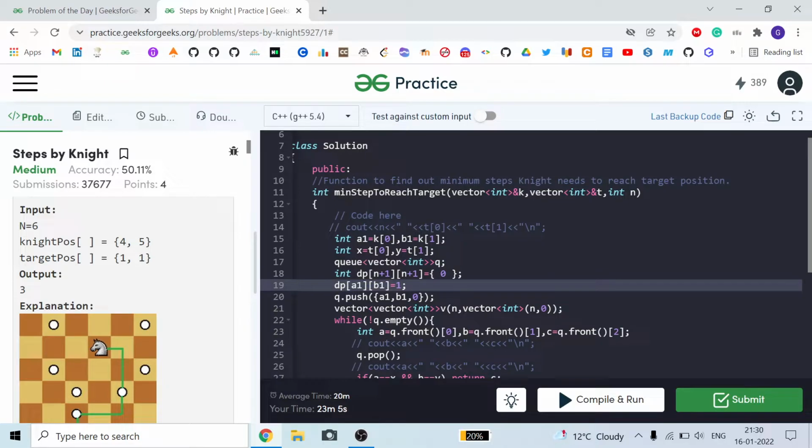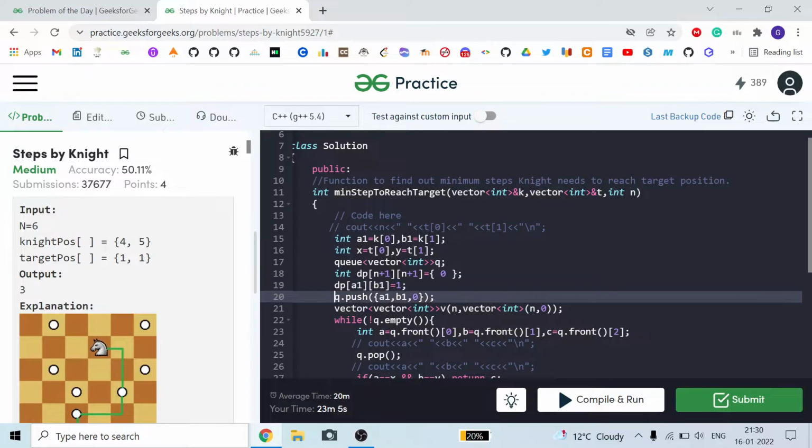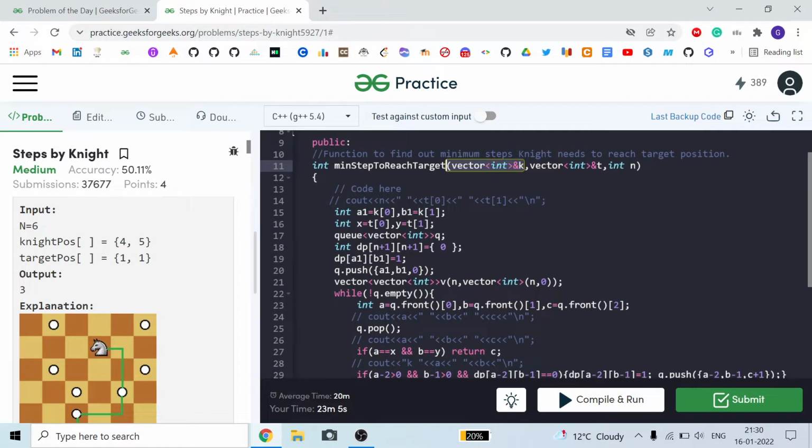a1, b1 is the index where our knight is at the current position. So I will mark it as 1, and our knight cannot come to this position again. Okay, so I just push back a1 comma b1, the coordinate, and 0, the steps for reaching this particular coordinate. Because initially we are at a1 comma b1, the number of steps required is 0.